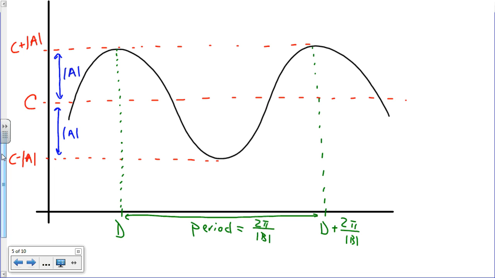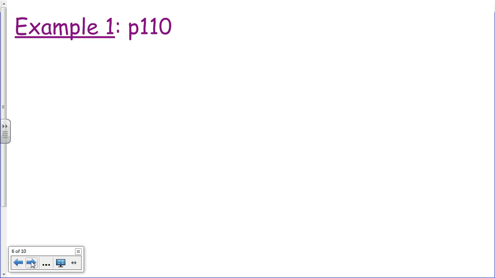So let's try that with an example here. Look at example 1 there on page 110. It says you have a mass that's bouncing up and down on a spring hanging from the ceiling. Its distance, y, in feet from the ceiling varies sinusoidally with time, t, in seconds, making a complete cycle every 1.6 seconds. And it says at t equals 0.4, y reaches its greatest value of 8 feet, and the smallest y gets is 2 feet.